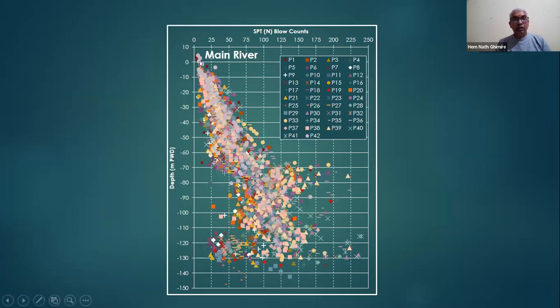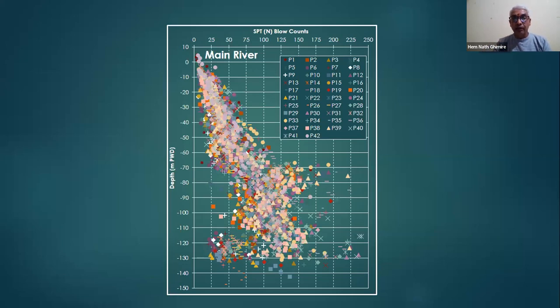Now we see here in the main river, this is the SPT count. Normally it is increasing. Once we go down around 120 meter and below, we can see the SPT value in some places drops below 50. As I said before, in some locations, say around the 11 pier location, when we went down to 120 meter, we encountered hard clay.